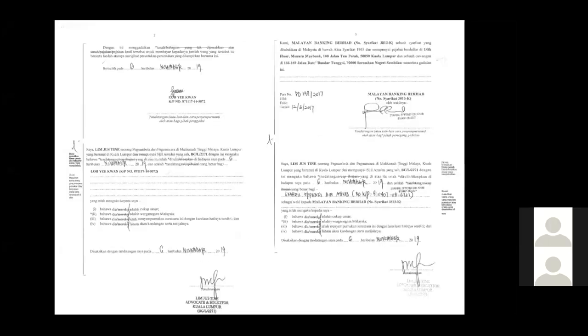Then this is the Borang 14A. Next is the purchaser's IC, which must be certified true copy by the lawyer. And then this one is the original 16A that has been endorsed and stamped. Then this is the charge annexure attached together with the 16A.